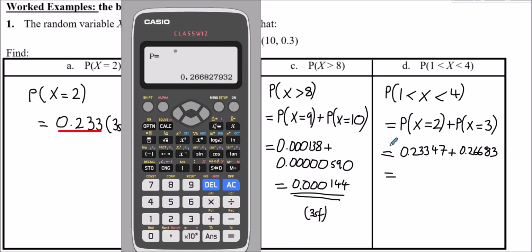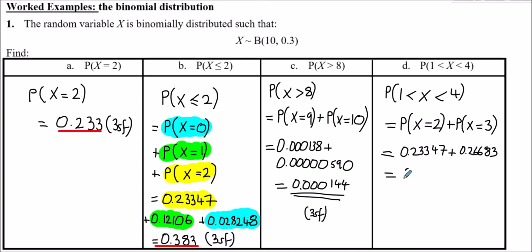So now if we add these two values together, go back to menu 1 to get into the normal mode. So 0.23347 plus 0.26683. Press equals, see what we get. We get 0.500. So to 3 sig figs, almost exactly half, 50% chance.